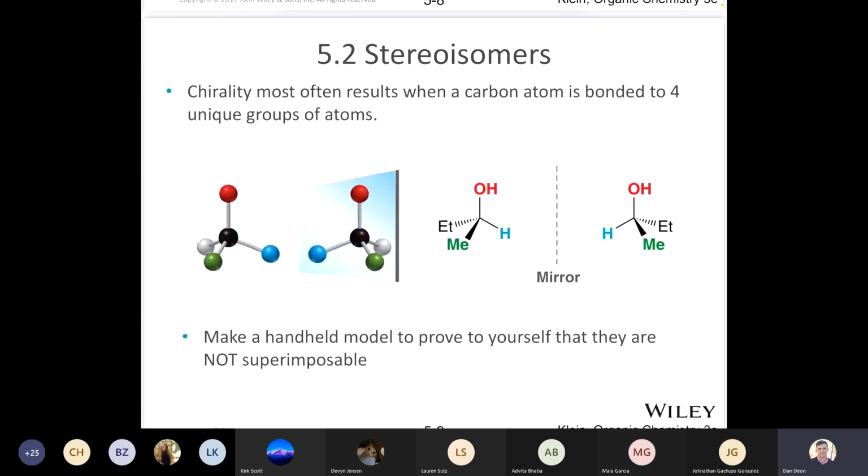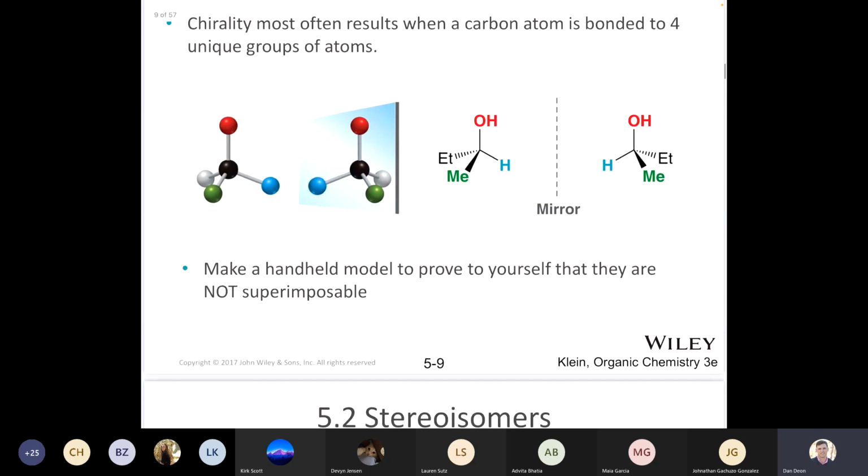Is it always going to be like a pair of sunglasses, like John Lennon's glasses? No, no. Chirality most often is going to be the result of when we have a carbon that's bound to 4 unique groups of atoms.